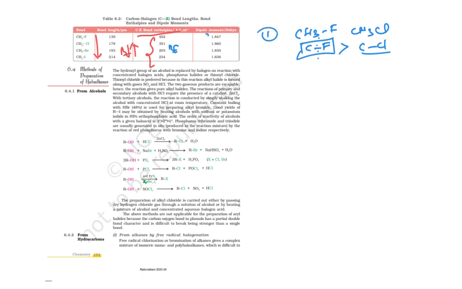The second one, look here, the dipole moment decreases from fluorine to iodine, but there is one exception here. If I am taking CH3Cl and CH3F, CH3Cl has the higher dipole moment compared to CH3F. Why is it so?